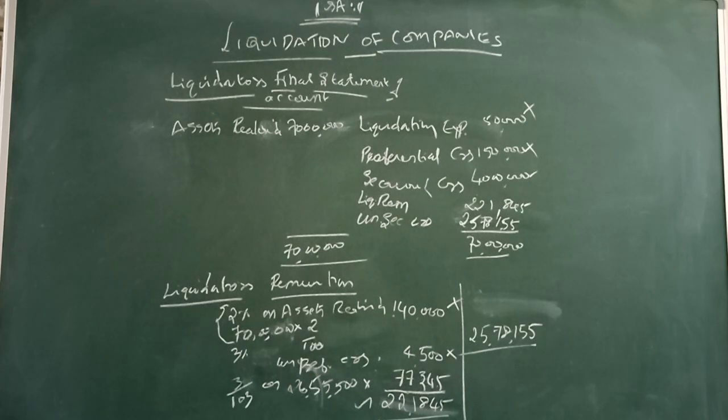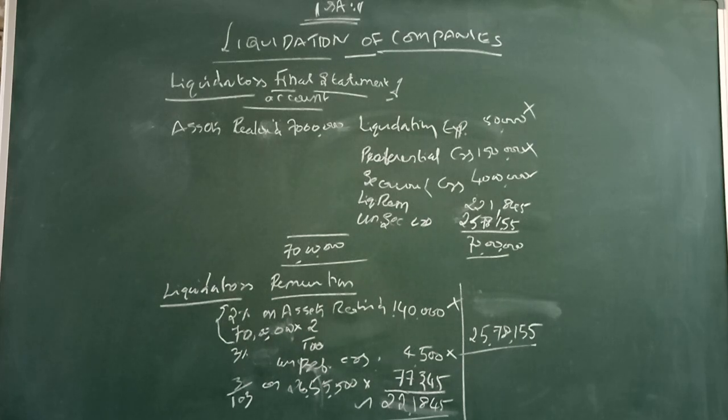Here also we are going to do the same thing. In every question, every problem, we are going to do the same thing. On one side, assets realized, the cash received, and on the other side the payments we should make. If there is any balance, that balance should be utilized for paying the owners of the company, that is, the shareholders of the company. Right?